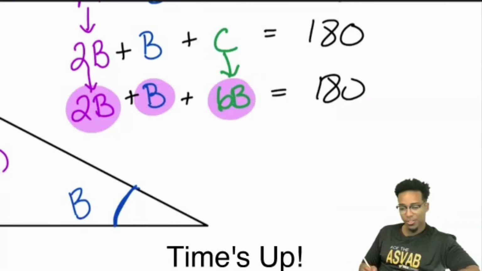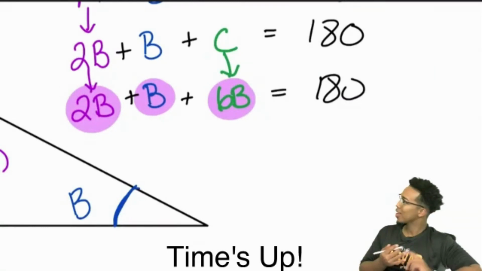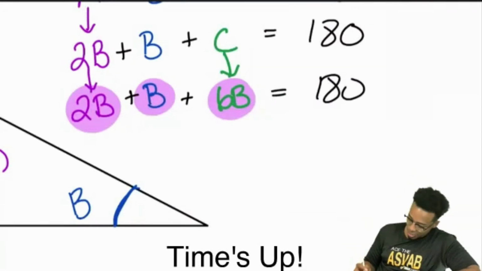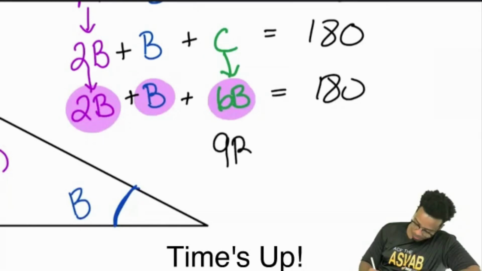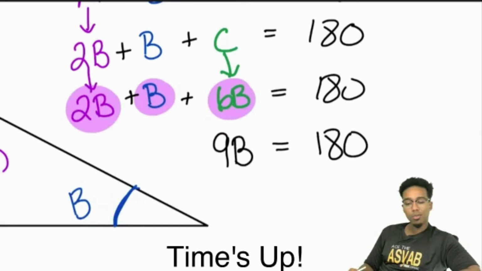What does all that turn into again? If you have 2 of something, you add 1 of something, and you add 6 more of that something, total, that's going to be about 9. Because you have 2 here, plus 1 is 3, plus 6, that's going to give you 9. So it's going to be 9B equals 180.